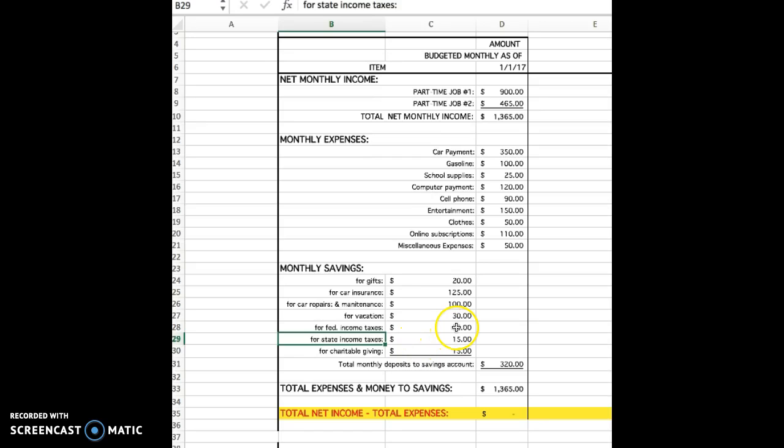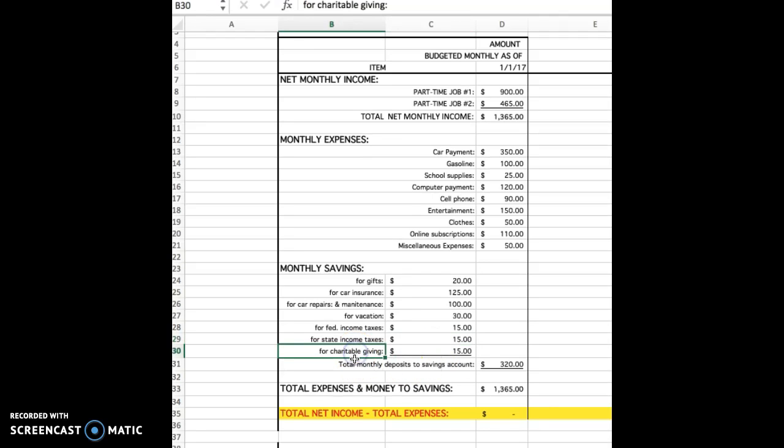You don't know that for sure, so just in case, we're putting aside a little bit of money each month for federal income tax and state income tax. If we don't need it at the end of the year, then we've got extra money saved up. But just in case, we're putting some aside.